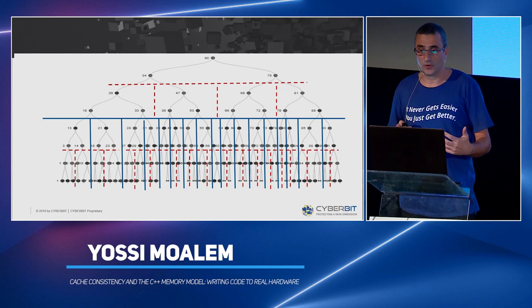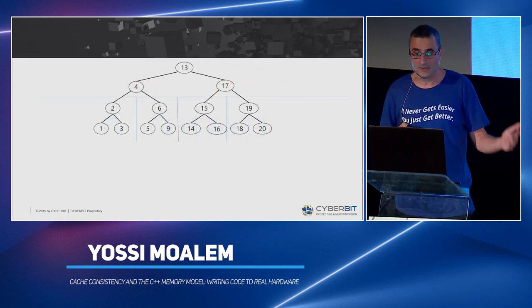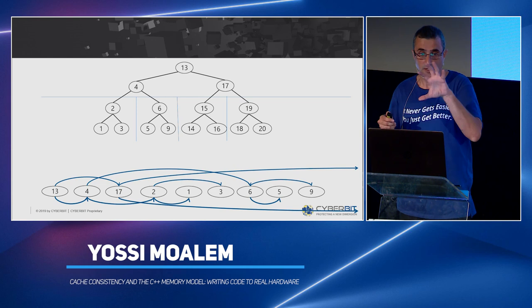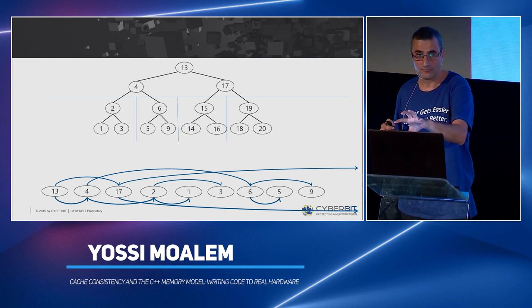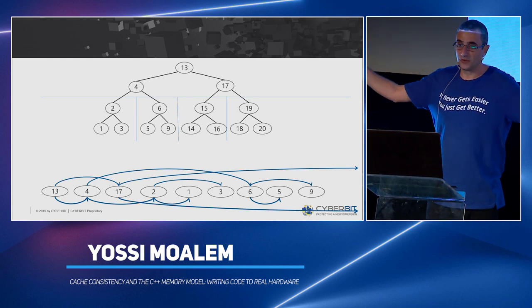And then we'll use this to store. So if I have, for example, this subtree, I keep dividing it, and then I'm storing it in contiguous memory. So every section is contiguous in memory.